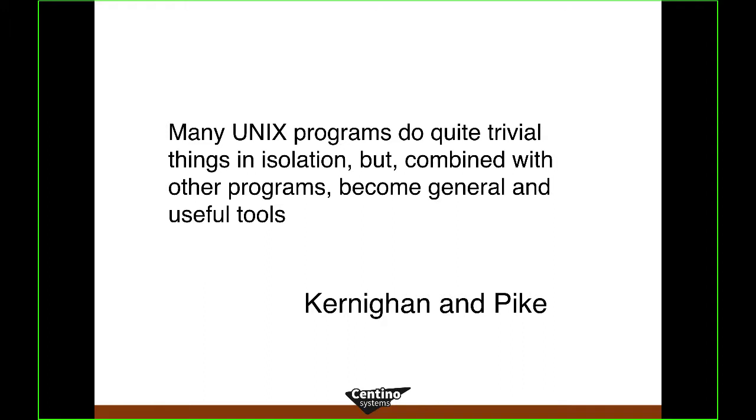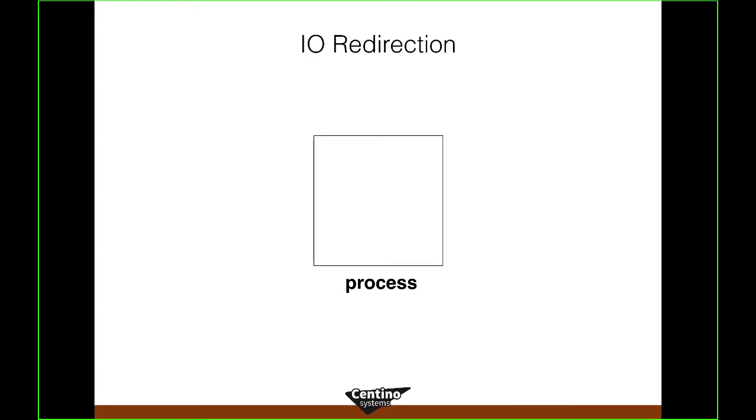Many Unix programs do quite trivial things in isolation, but combined with other programs become more general and useful tools, right? This is really key to the Unix philosophy of having one tool do one job and do it really, really well, and then combine those things together to do those more complicated tasks. And so let's look at how we can combine those things together to perform those complicated tasks. And the fundamental way that occurs is with a thing called IO redirection.